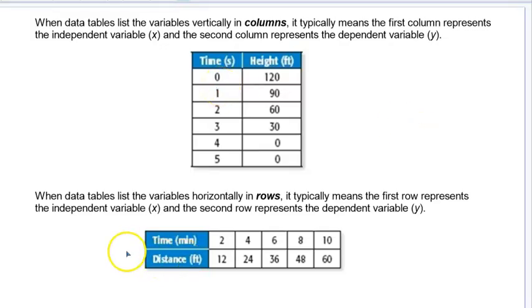And then here's an example of a table of values, but the data is presented in rows. So similarly, when this happens, you can automatically know that the first row goes horizontally. The first row will represent the independent variable, or the x, and then the second row will be the dependent, or the y. Okay? All right.